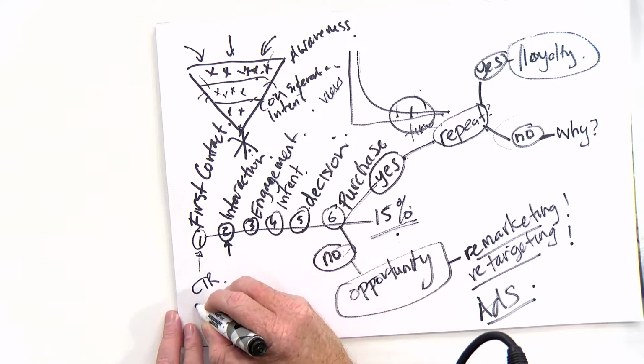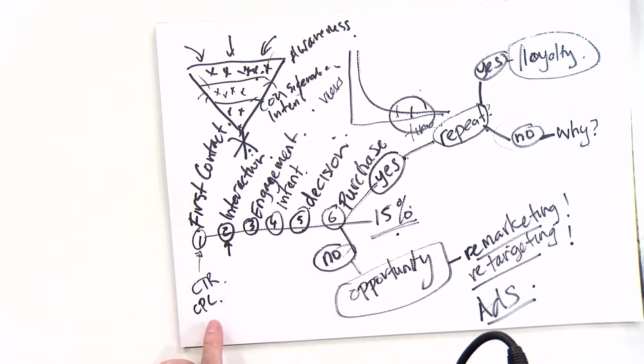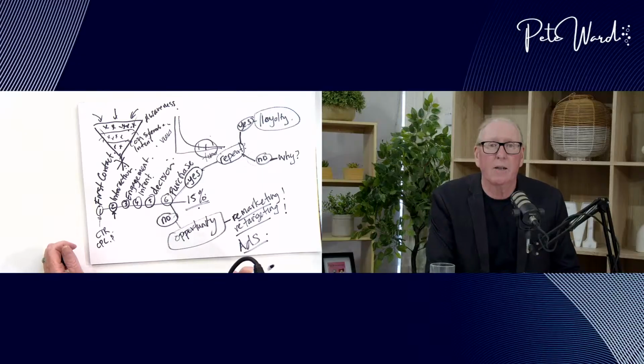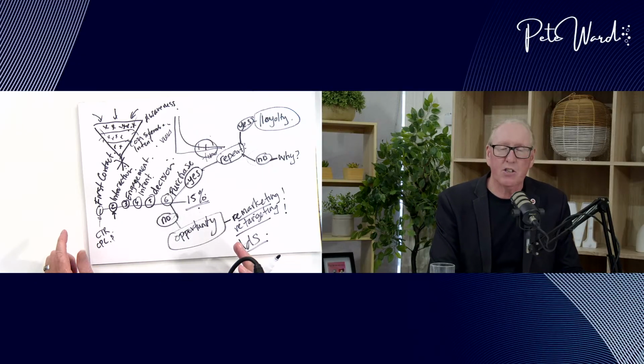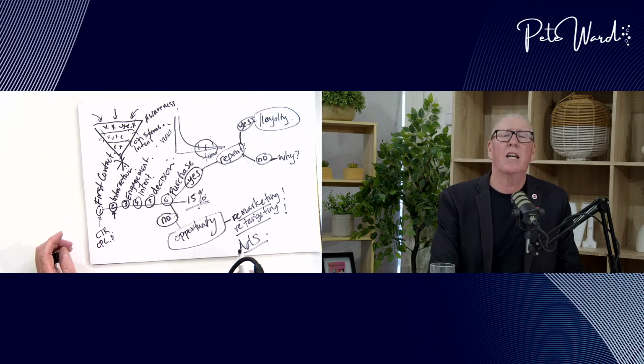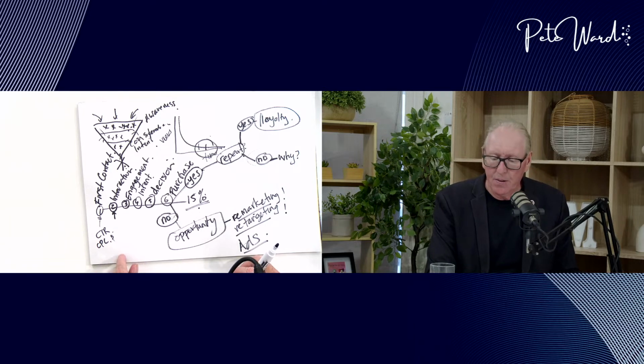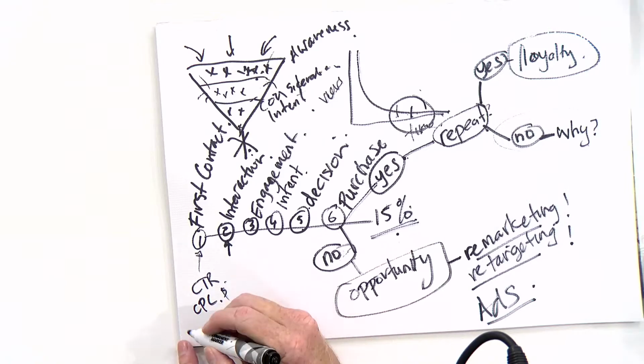Okay, next one is CPC, cost per click. You've got to be measuring cost per click, because say you're spending $100 and you're getting a cost per click of $1 and you're getting 100 clicks, then you've spent your money. So that leads on to the next one, which is your conversion rate.